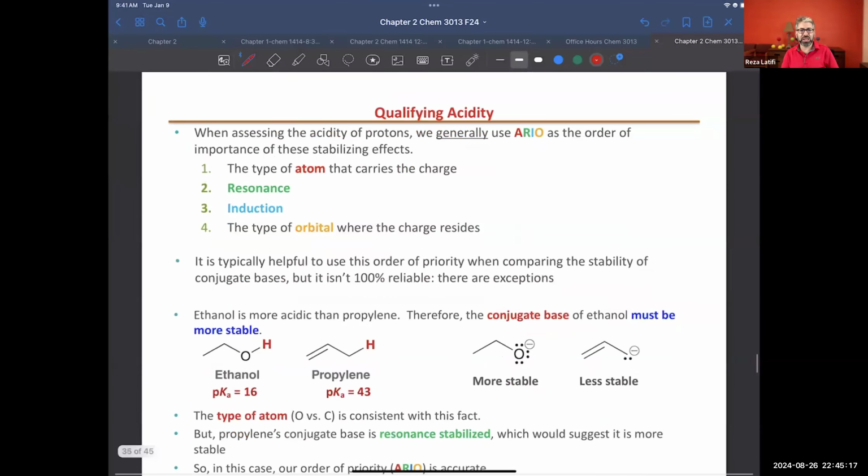So I covered all those factors: atom, resonance, induction, and orbital. I hope that helped you figure out how to predict which one of those compounds is a stronger acid. Thank you very much, and don't forget to answer the question and take care of the quizzes.